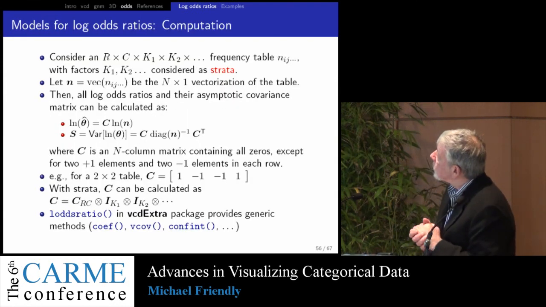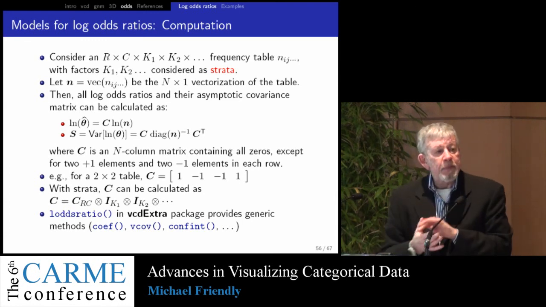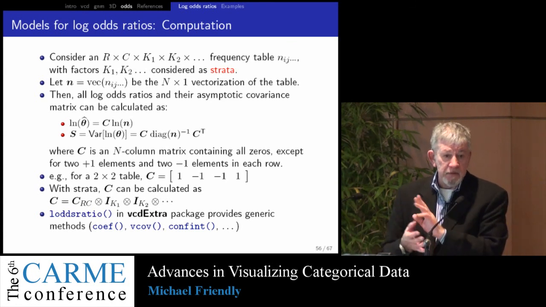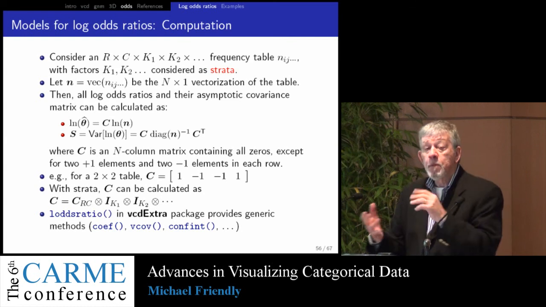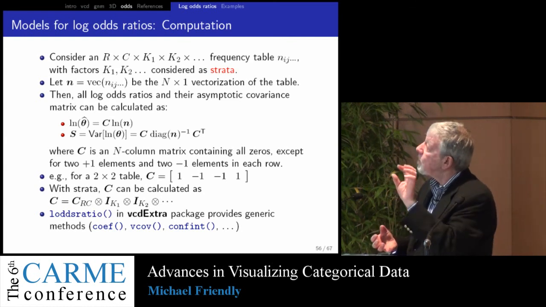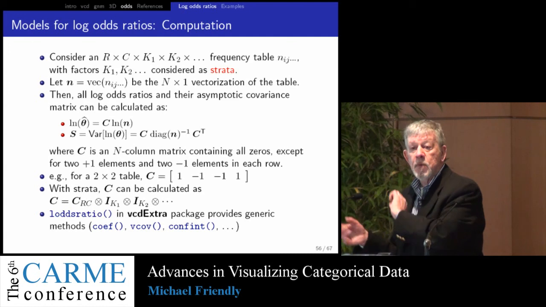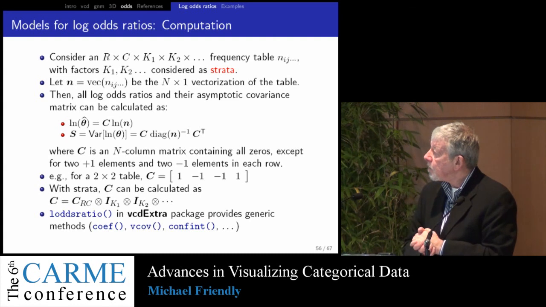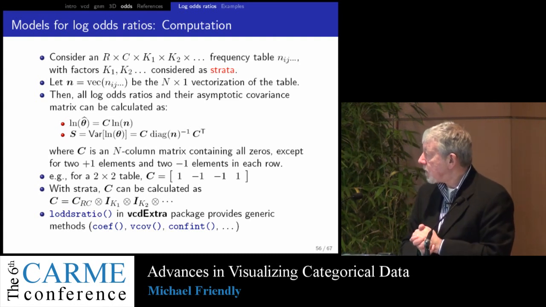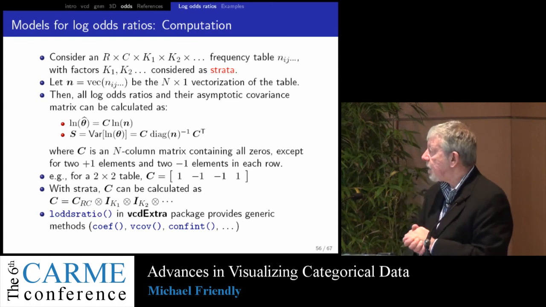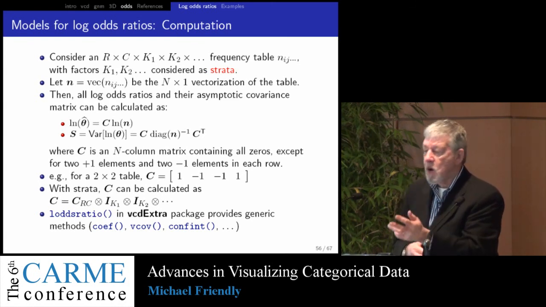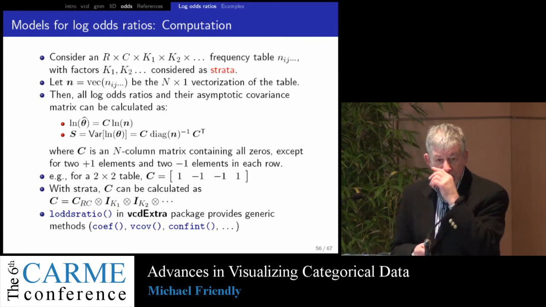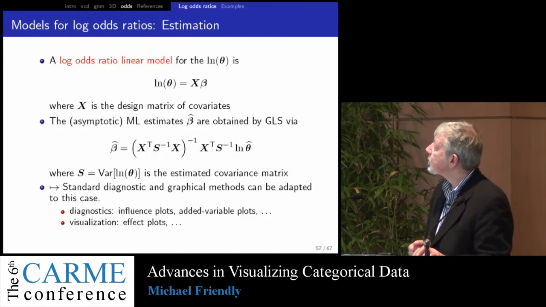So I'm going to skip over the algebra here, except to point out that the computation of log odds ratios in the general case of an R by C table with any number of stratifying factors has a relatively simple form, implemented currently as loddsratio in the vcdExtra package. There are methods to extract coefficients, the variance-covariance matrix of the log odds ratios, confidence intervals, fitted values, etc.